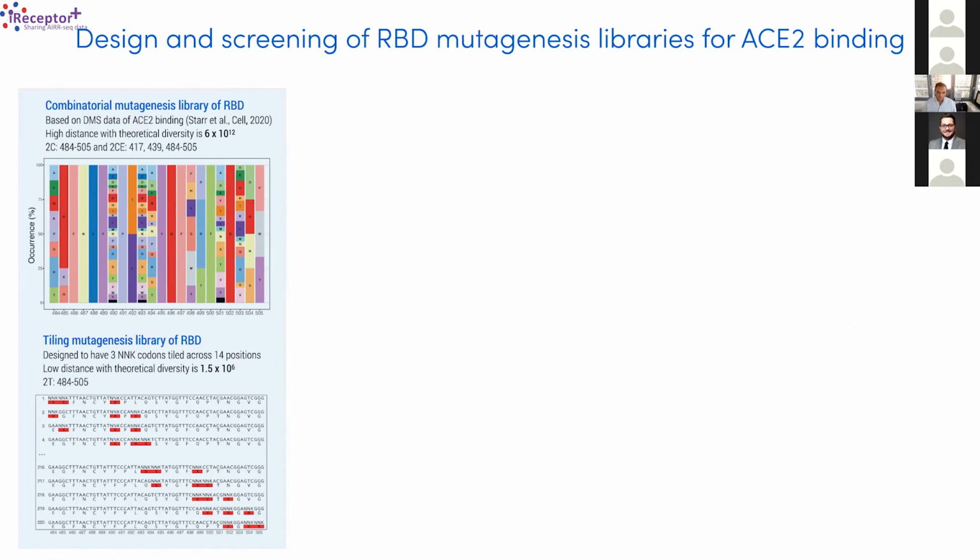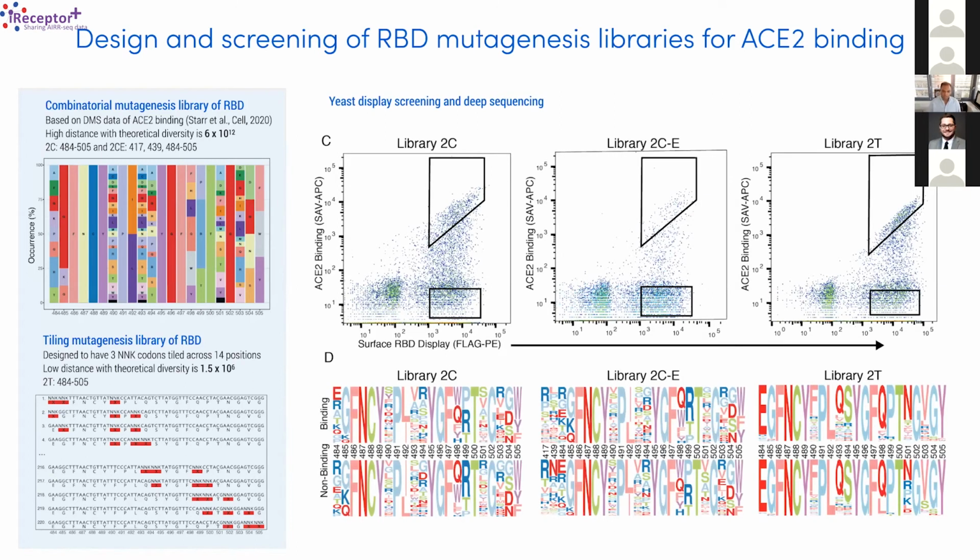Okay, so here's just a quick look at what the yeast display and deep sequencing looks like. Sorry, I should mention there's also the 2CE library. The 2CE library is positions 484 to 505, plus positions 417 and 439. Remember, 417 is found in a lot of natural variants, and it does directly engage with ACE2, and 439 is also found mutated in a lot of circulating variants. And there we just put NNK codons.